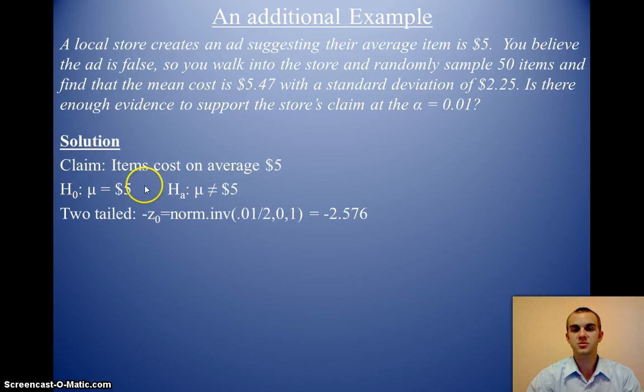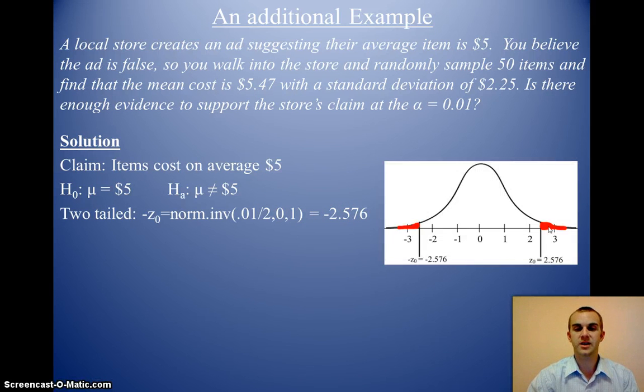It's a two-tailed problem, so the first thing we do is find the negative z naught, and that's negative 2.56. So the positive would be positive 2.56. You can see that in the graph here, and the shading is on the outside tails.